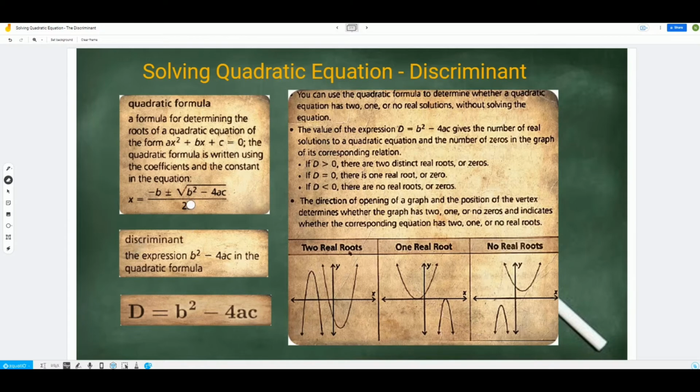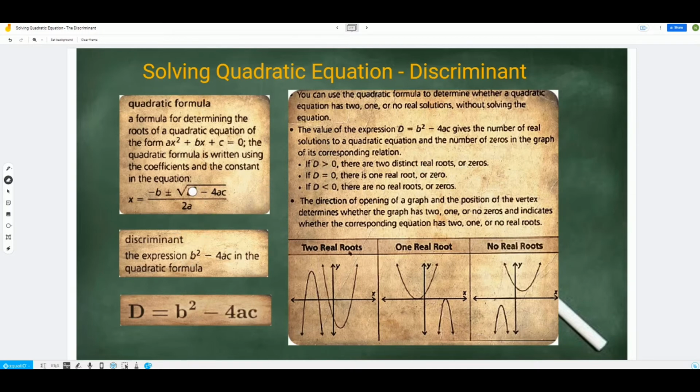Beneath the square root, b squared minus 4ac, we call it the discriminant. We use a capital letter D to represent the discriminant, right? So the expression D equals b squared minus 4ac is very important because we can use it to determine how many roots or how many zeros. So look at this. If D is greater than 0, there are two distinct real roots or zeros.